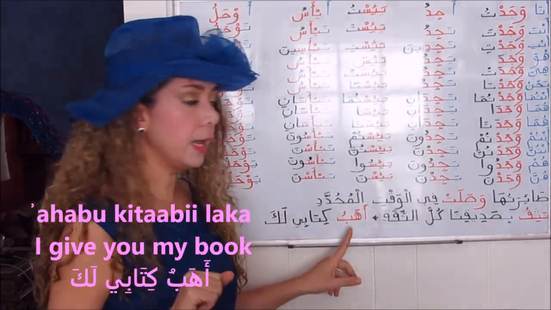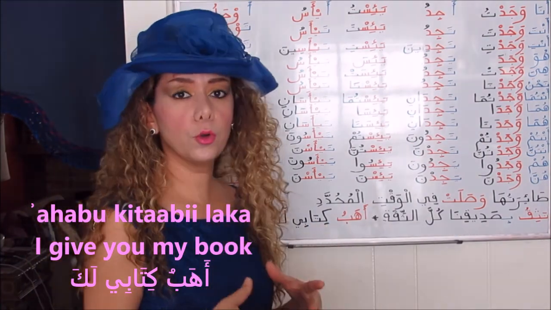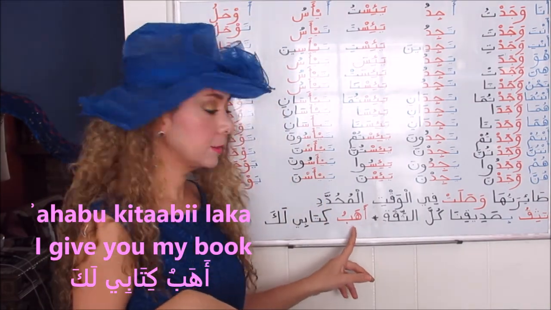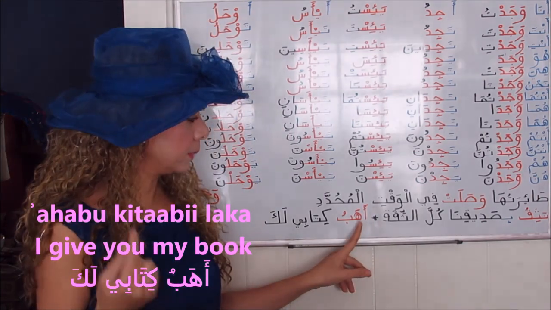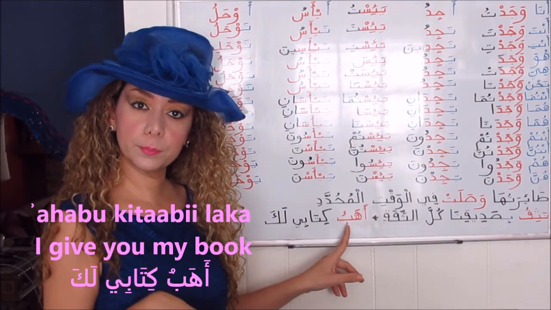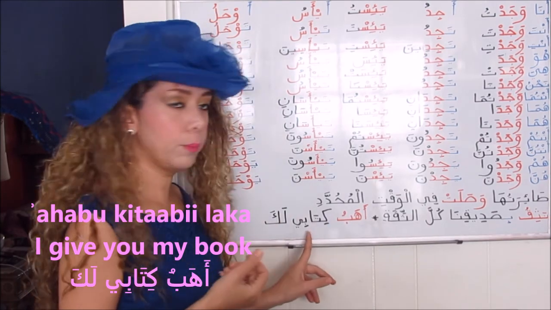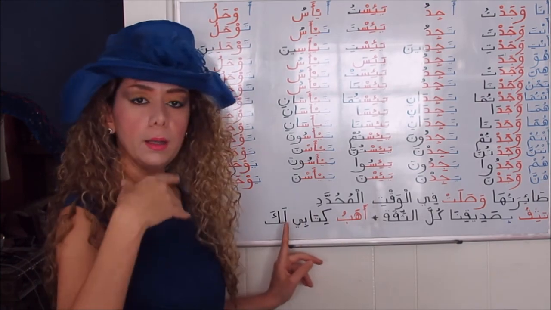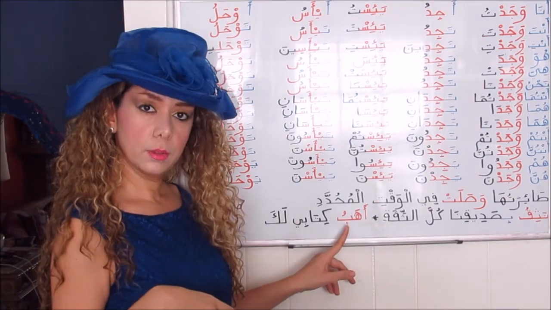Alright? أهب كتابي لك. أهب from the verb وهب, to give. In the imperfect, the waaw, the first radical, is gone. We have a prefix plus the second and third radical. Alright? I give you my book. كتابي لك. وهب لي. I give my book to you, or I give you my book.